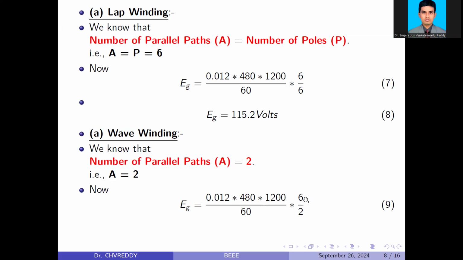In the wave winding, the number of parallel paths A equal to 2 irrespective of its poles. After simplifying this equation, the induced EMF is equal to, sorry, 345.6 volts. This is the first problem. I hope everybody is understanding.